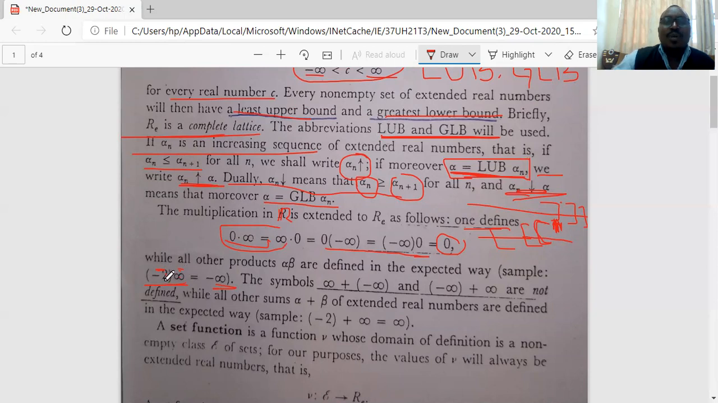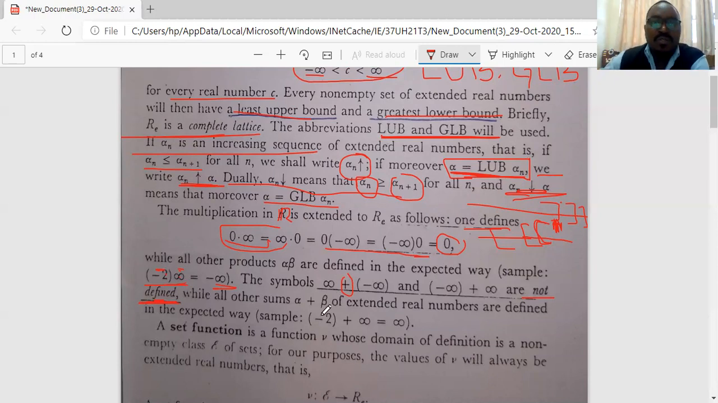In fact, the negativity or positivity changes direction. It's like a vector when you come to vector analysis. For the sum of the two extreme values, positive infinity plus negative infinity, and negative plus positive, these are not defined because when you add two big numbers, we are bound not to say what exactly the result is. So they are not defined in this context.